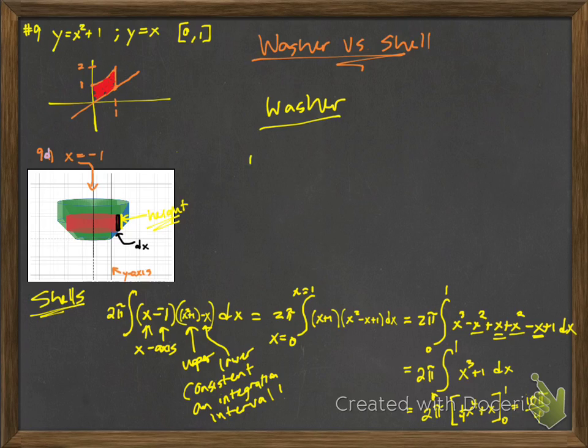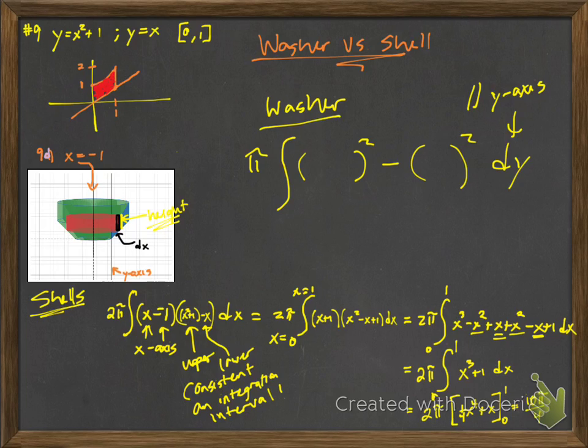Okay. Now, if we go washer on this one, again, you can just stop this and take a look at it. But with washers, since we're going parallel to the y-axis, rotating around x equals -1, it's a dy problem. Remember, if you're parallel to the y-axis, it's dy. If you're parallel to the x-axis, it's dx. And if I'm going to choose the washer method, this is going to get tricky, because remember, it's outer radius squared minus inner radius squared.